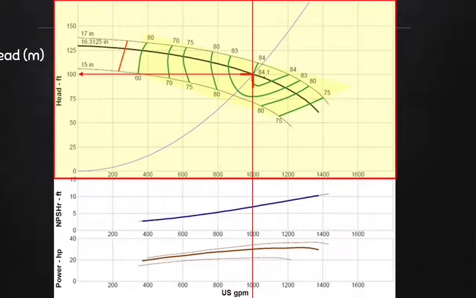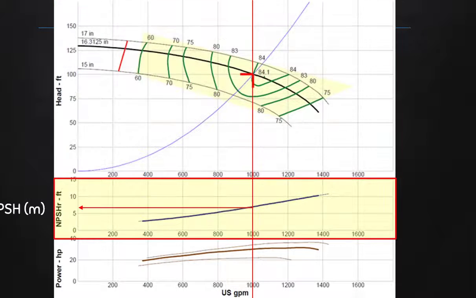So at the specified operating point, for example, the pump will likely deliver 100 foot of pressure. So remember, this is pressure head. It can be easily converted to kPa if you know the density and gravitational constant, of course, for the fluid.